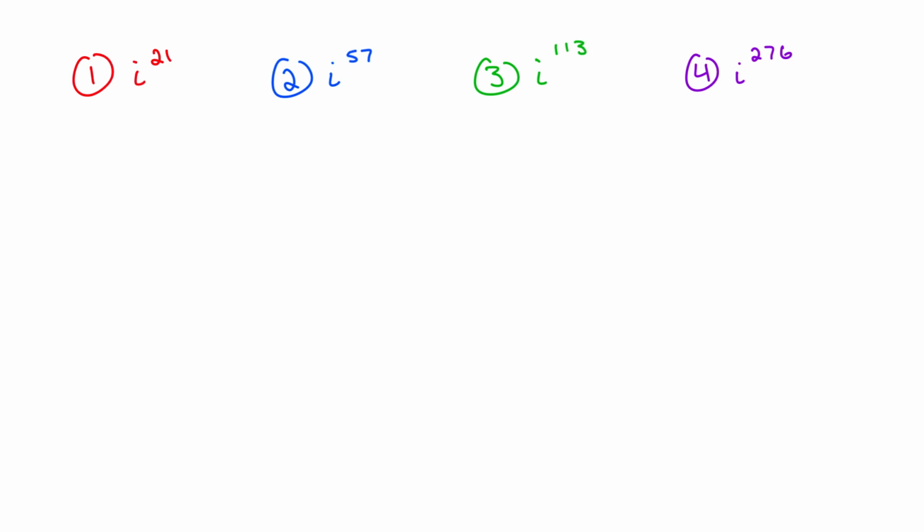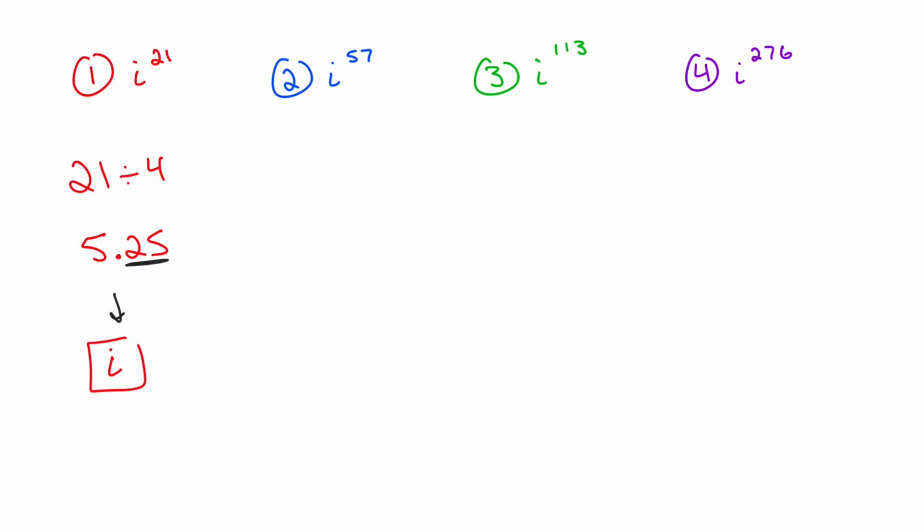Problem number 1, all I got to do is take that 21 and divide it by 4. That will be equal to 5.25. Because this ends in a 0.25, that tells me that the remainder is 1. That means it's going to be the first term in that cycle. That means that the answer is i.